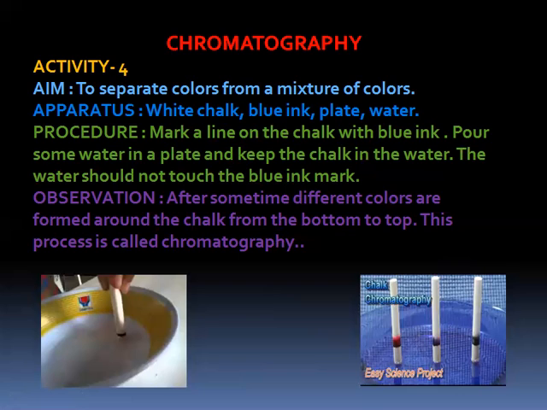After some time, what is the observation? Different colors are formed around the chalk from the bottom to the top. This process is called chromatography. That is different colors. You can use the blue ink, red ink, black ink also. And see the shades, the light, dark, you will see. You can do this experiment at your house.